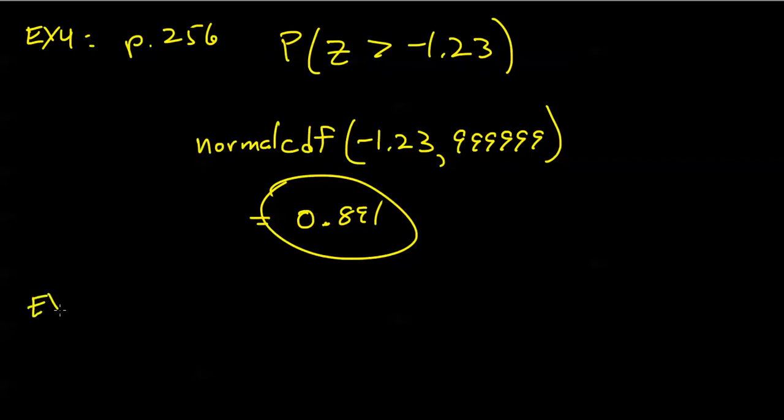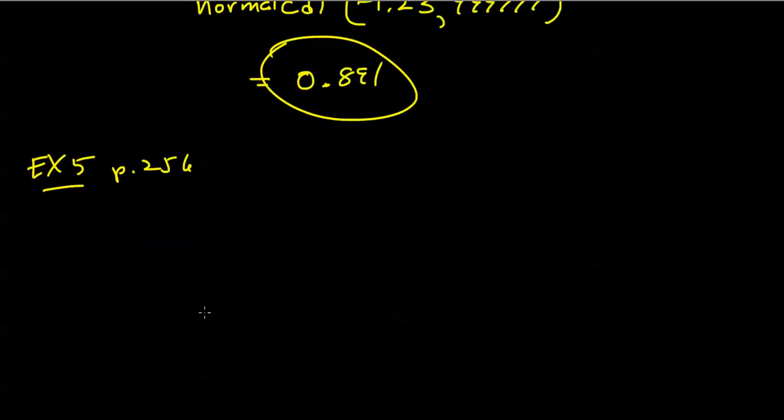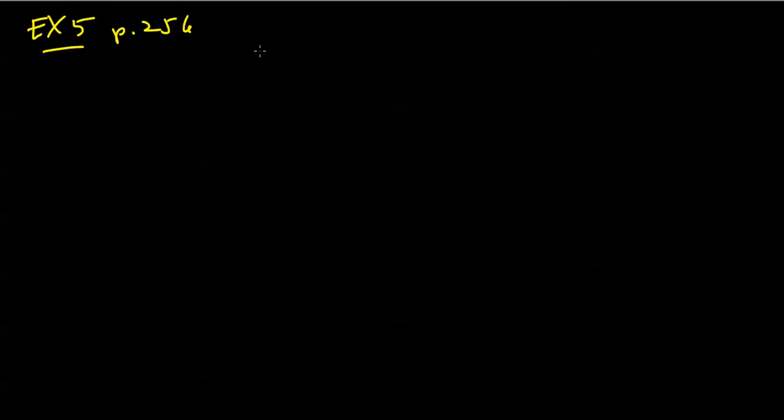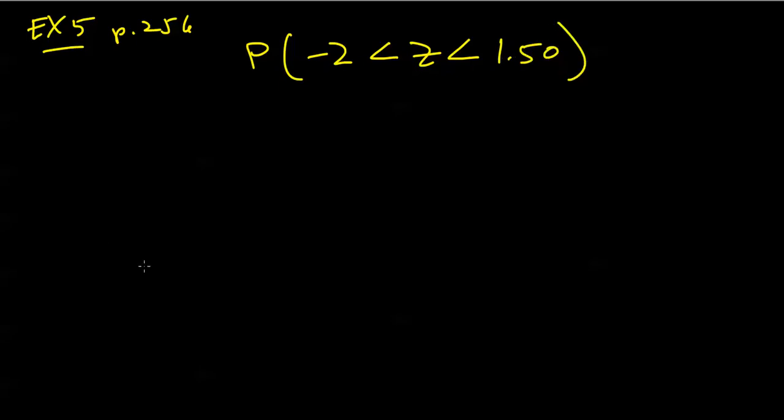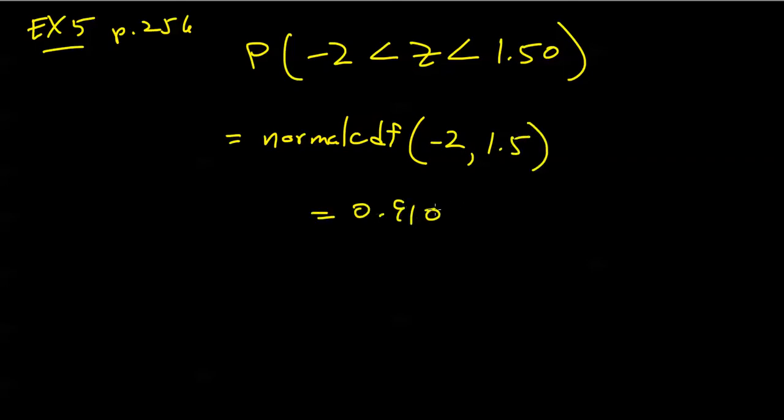Alright, exercise 5, also on page 256, also refers to the thermometer readings that have a standard normal distribution. I want the probability that a randomly selected z-value, a randomly selected thermometer reading in this example, is going to be between minus 2 degrees Celsius and positive 1.5 degrees Celsius. Alright, no infinities here, so I claim it's normal CDF, minus 2 is the left bound, 1.5 is the right bound. Couldn't be simpler, really. And hence I get a probability of 0.910. Okay.